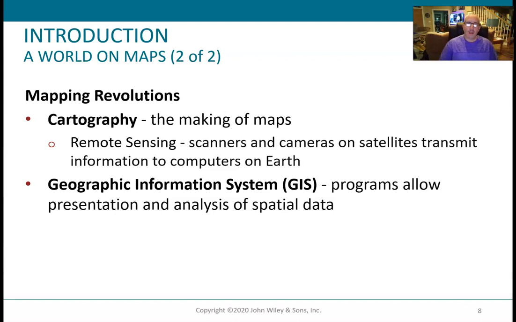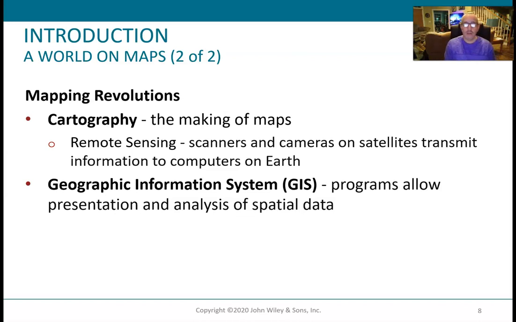Now, the actual making of the map, it's called cartography. And cartography, when I was in school way back in the day, we talked a lot about the old school way of making maps. We had remote sensing. We had satellites that would take pictures and things like that, but then those maps could either be printed or people had to physically draw the maps from those satellites.